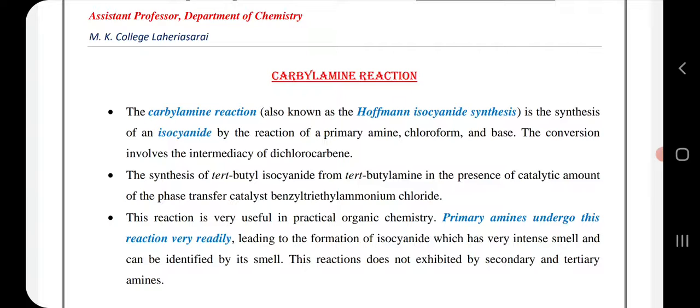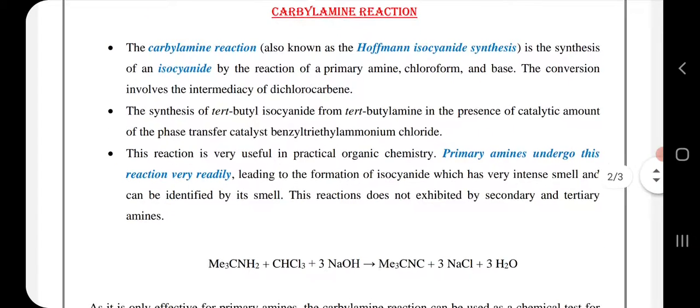In this reaction, dichlorocarbene forms as an intermediate. This is another important question which is frequently asked in your examination: which reaction involves dichlorocarbene as an intermediate? So this is the carbylamine reaction.